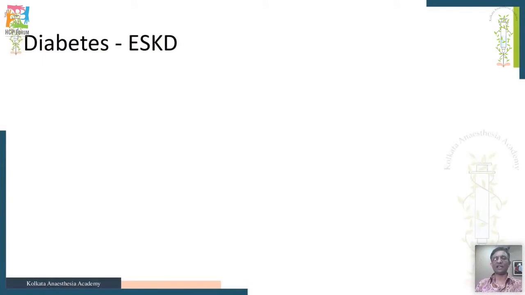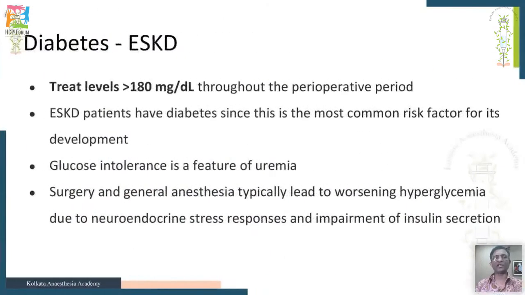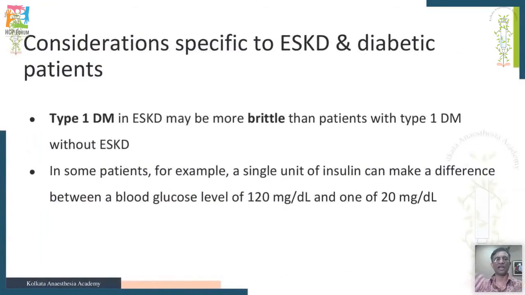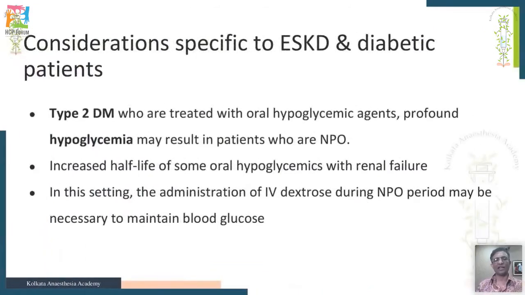Diabetes, like hypertension, could be the cause of this end-stage kidney disease. When do you treat hyperglycemia? If it is above 180. And glucose intolerance, as I said, is a feature of uremia. And surgery, because of the neuroendocrine stress response, impairment of insulin secretion can lead to a hyperglycemic response. Two trivial facts, but remember, type 1 diabetes mellitus may be very brittle in a patient with ESKD than in those without. A single unit of insulin can make huge fluctuations in glucose. So be careful about the insulin that you're giving.